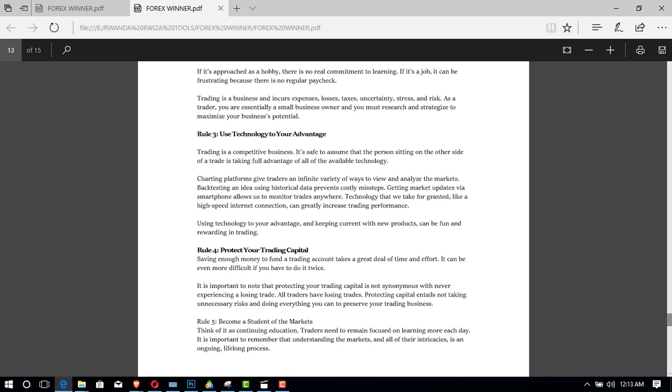Okay, let's continue with rule number 7: develop a methodology based on fact. And rule number 8: always use a stop loss. Use a stop loss. I think you know what a stop loss is.